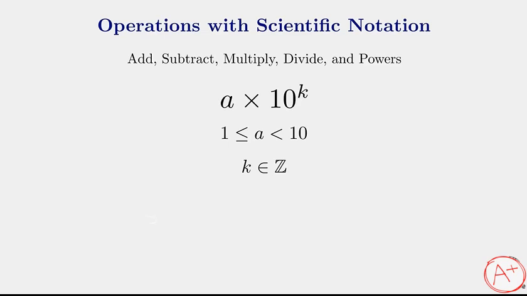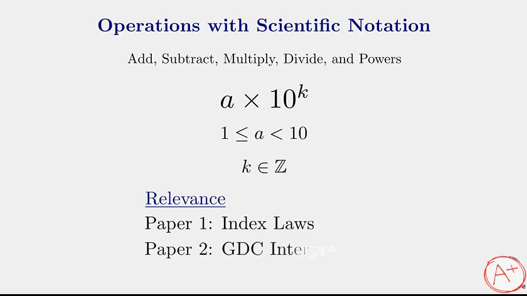This is a vital skill for IB mathematics, physics, and chemistry. In the Analysis and Approaches syllabus, scientific notation frequently appears in Paper 1 non-calculator sections to test your manipulation of indices, and in Paper 2, where you must interpret large or small results from your calculator. Today, we are focusing on operations with scientific notation, starting with addition and subtraction.